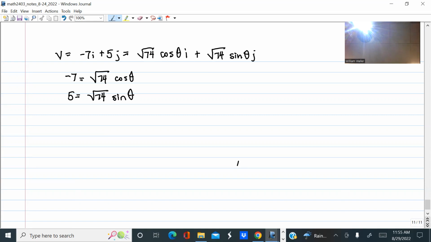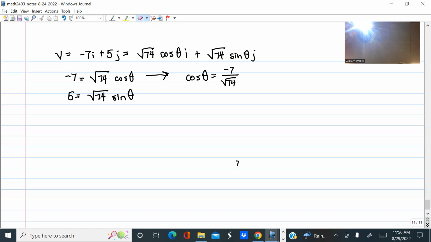And then you can really use either one of these two equations to solve for theta. You really only need one of them. Let's use the first one. That one turns out to be the most convenient choice in this problem, but I'll show you why in just a second. So if we solve this first equation for cosine of theta, we get cosine of theta is minus 7 over square root of 74. Just divided both sides by the square root of 74, but I wrote the equation in the opposite direction.